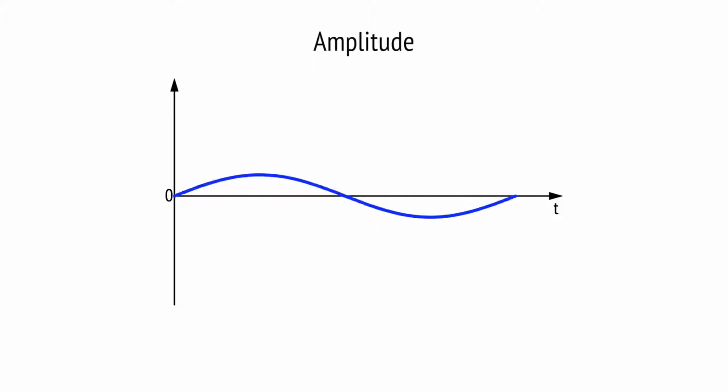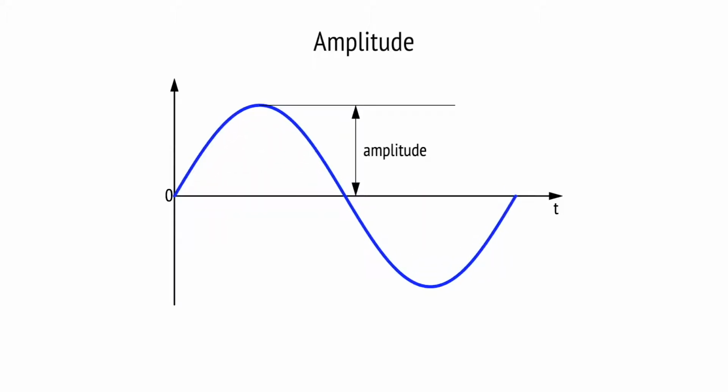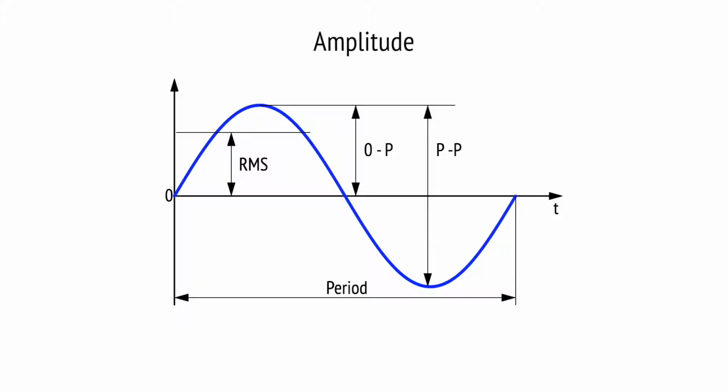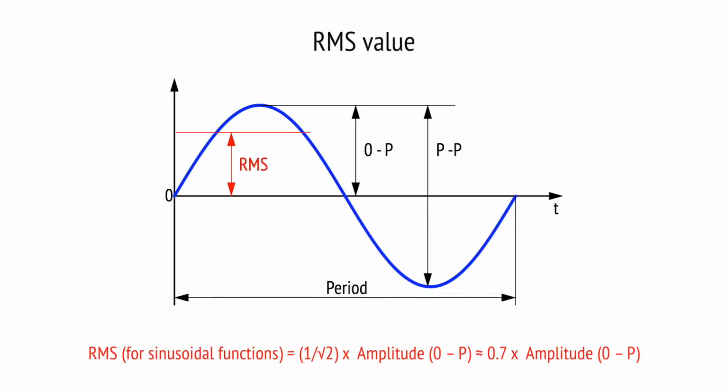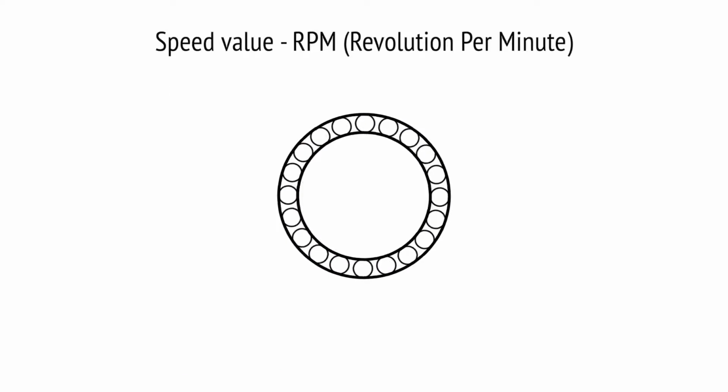Amplitude is the maximum extent of the repeating event. There are various definitions of amplitude, which are all functions of the magnitude of the difference between the variable's extreme values. The RMS value for sinusoidal functions is 1 divided by the square root of 2. It equals approximately 0.7 of the zero peak amplitude. The RMS value is the most commonly used value. The speed value for rotating machines and its parts is measured in revolutions per minute, RPM.